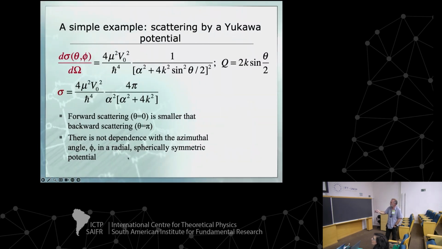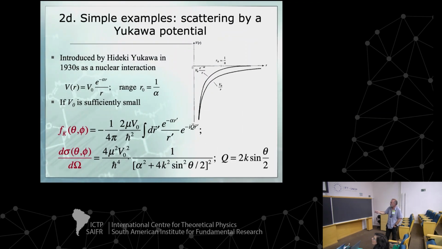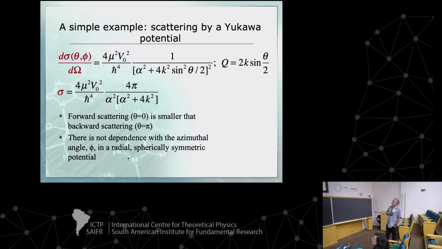This was like that, right? So you end up with these solutions. Forward scattering is smaller than backward scattering. And you have intermediate situations for pi half, 90 degrees. And there is no dependence on psi.